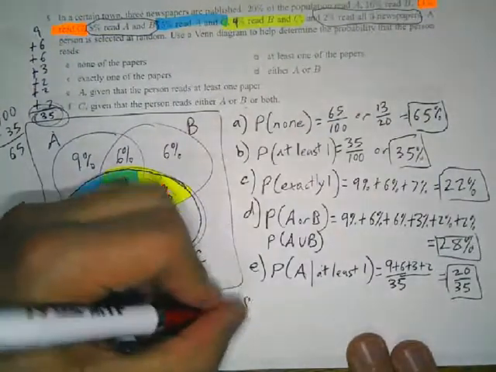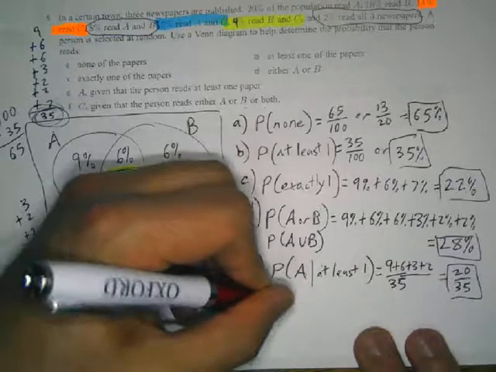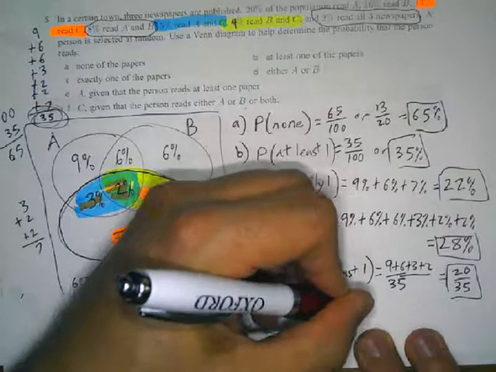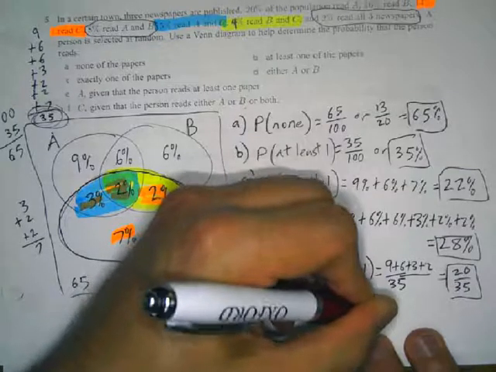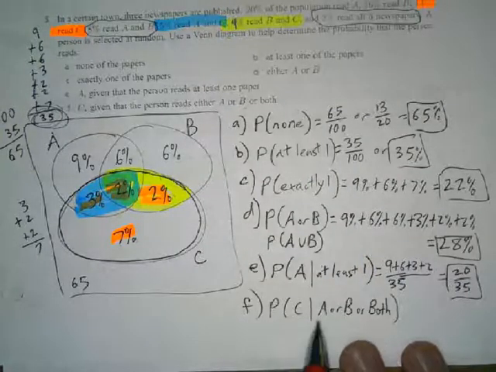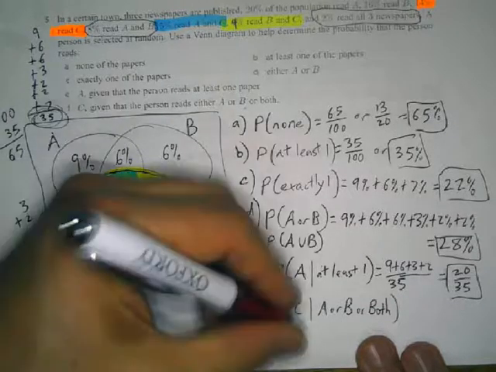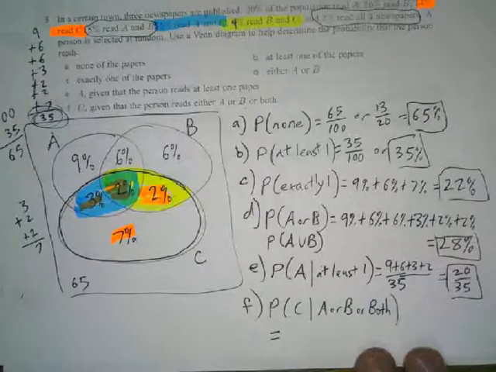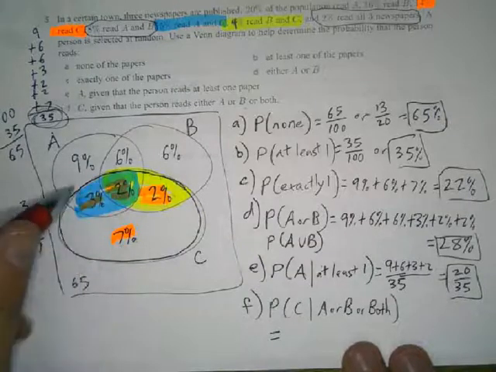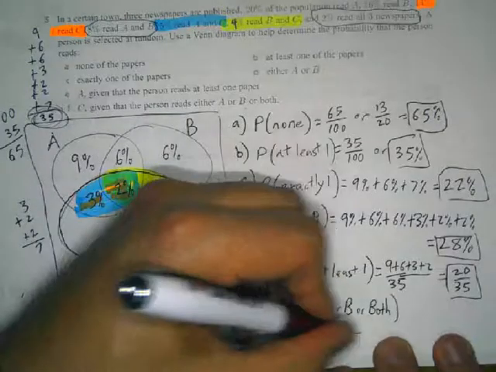And then question F is the probability of C given A or B or both. Okay, so A or B or both is going to be 9 and 6 and 6 and 3 and 2 and 2. That is my denominator.